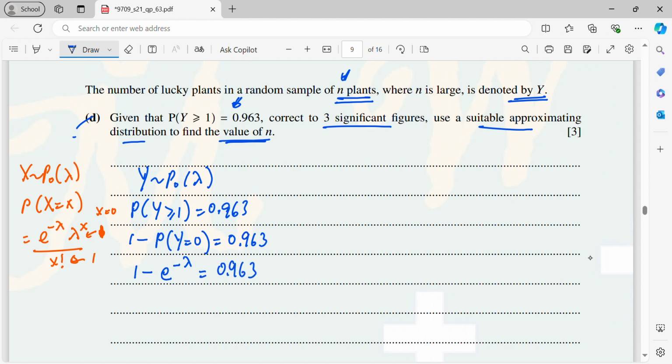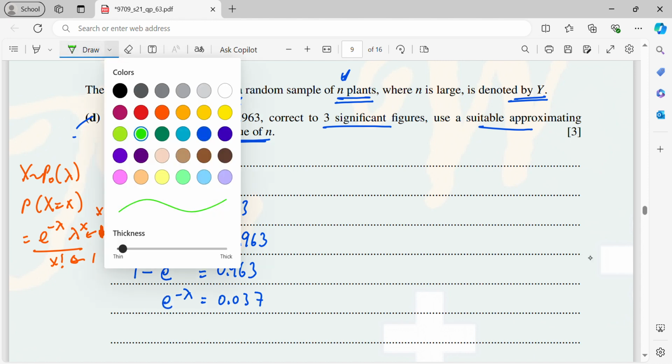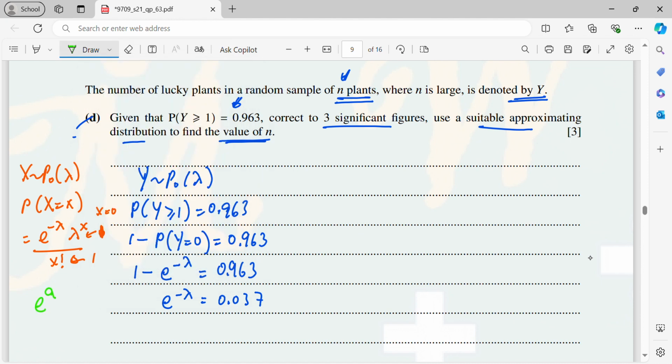Then now, e to the power of negative lambda is basically 1 minus 0.963, that is 0.037. And now to get the lambda value, since lambda is the power of the exponential, to eliminate the exponential we need another formula. Take ln on both sides. Alright, so ln e^A is basically A, because the A moves down, ln e is 1, so this is A times 1. That is going to be A. So every time we need to eliminate the e, just take ln on both sides.